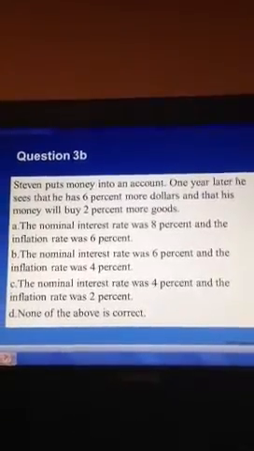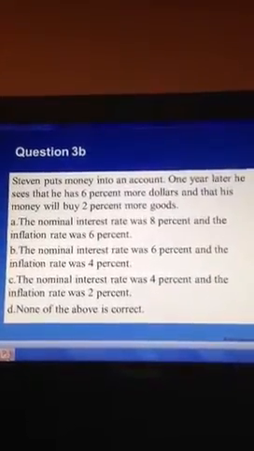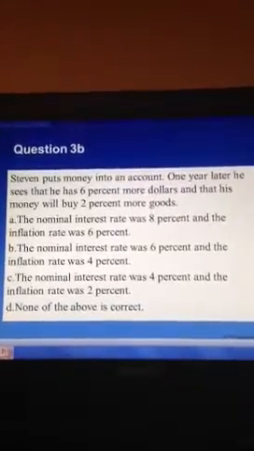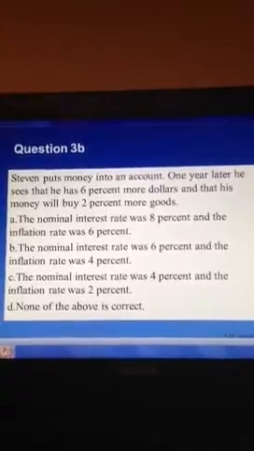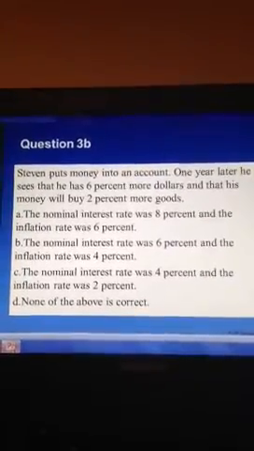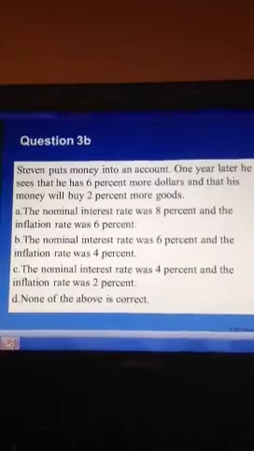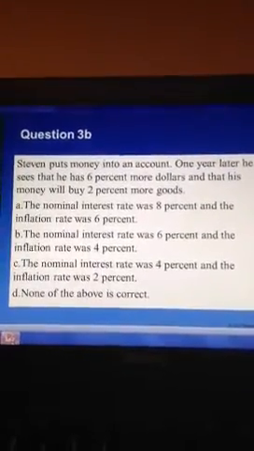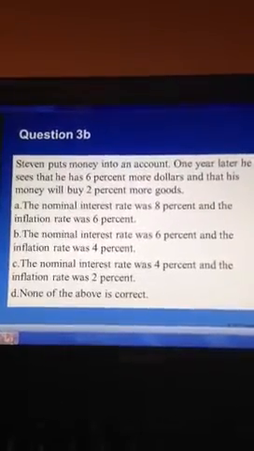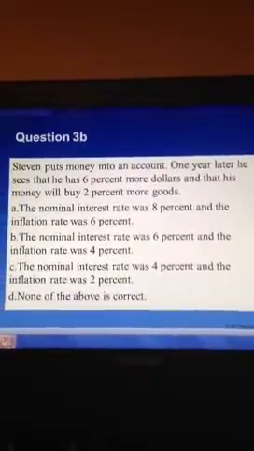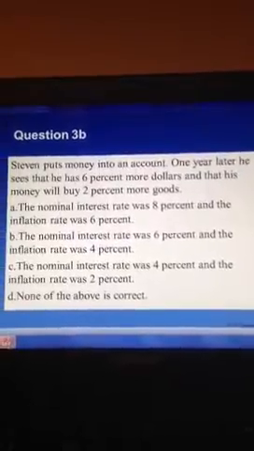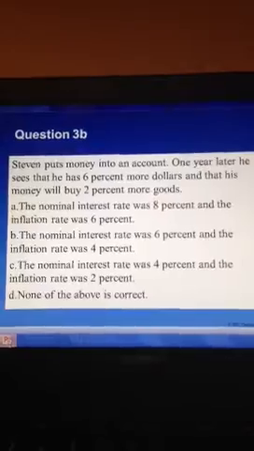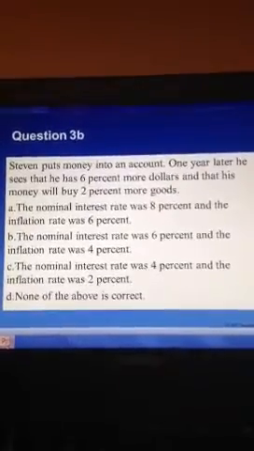So in this question, we're looking for the inflation rate and then trying to find the nominal interest rate. So we already know that the nominal interest rate is 6% because in the question it's saying more dollars. So when it's stating dollars, it's 6%. And then it's stating that 2% is more goods. So when it's more goods, it's stating a real GDP. So now, in the answer choices, the only one that has 6% as a nominal is B. The nominal interest rate was 6%, and the inflation rate was 4%.